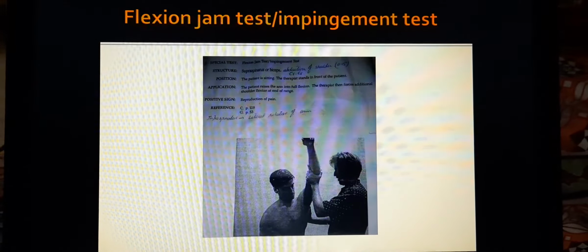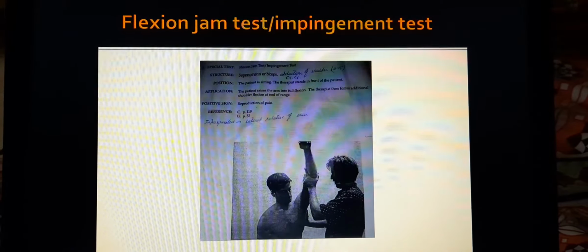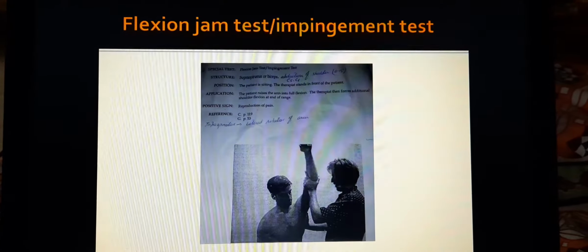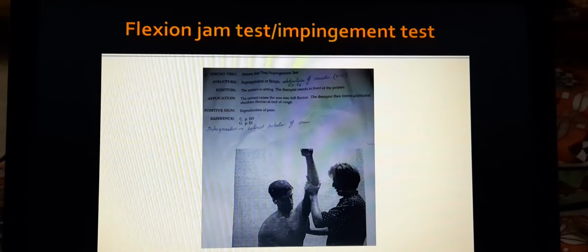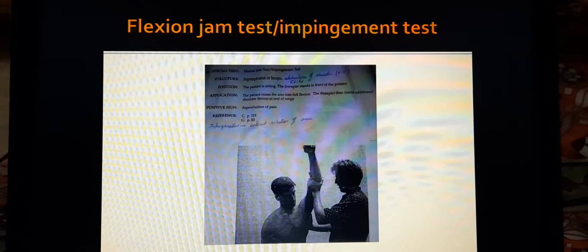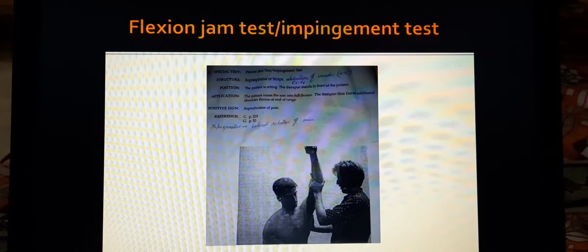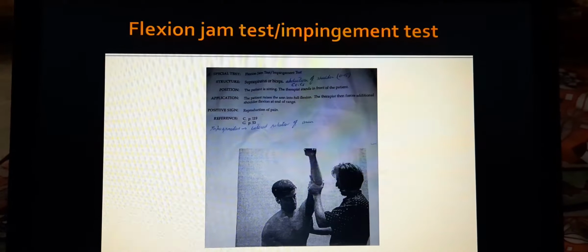Flexion jam test or impingement test. The structure it checks is the supraspinatus or biceps. Position: the patient is sitting and the therapist stands in front of the patient, just like the picture. Application: the patient raises the arm into full flexion. The therapist then forces additional shoulder flexion at end of range. A positive test is reproduction of pain.